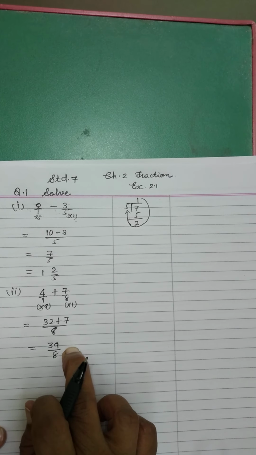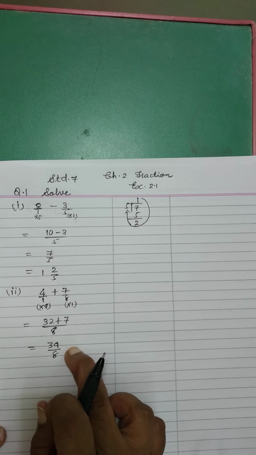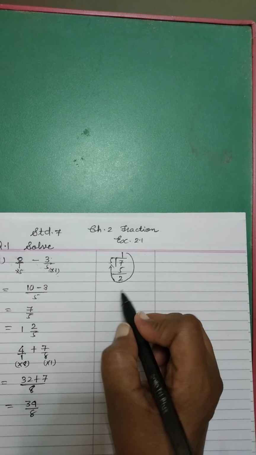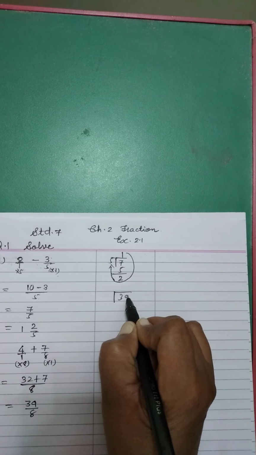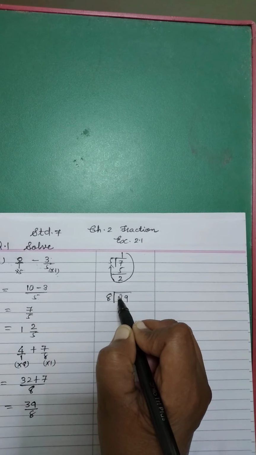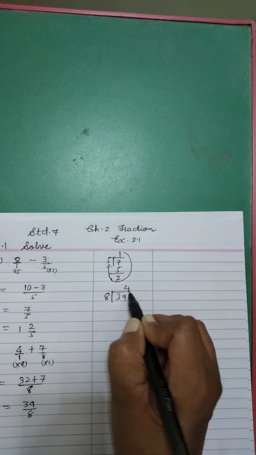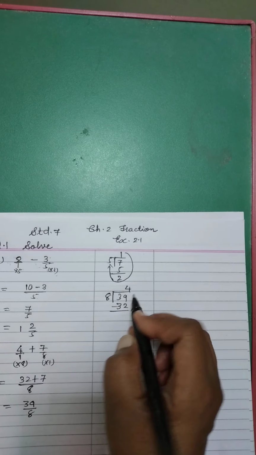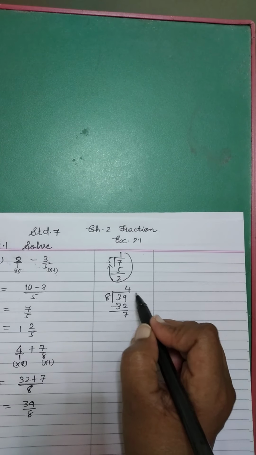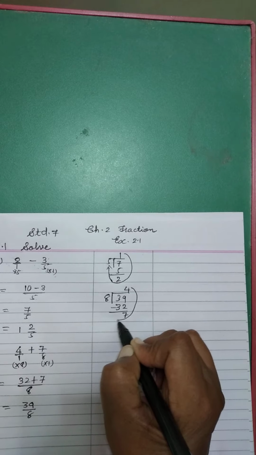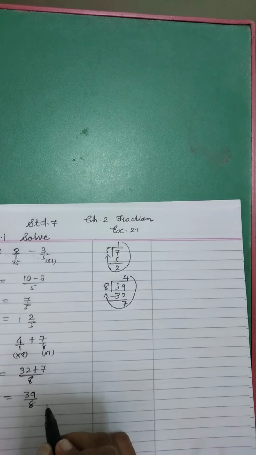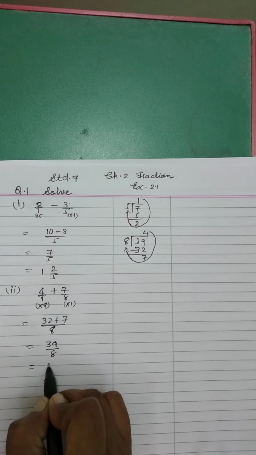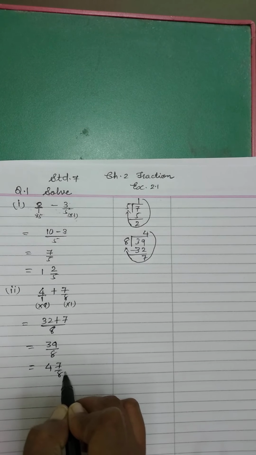Again the numerator is big, so you can divide. Now divide 39 by 8. 8 4s are 32. 9 minus 2, 7. So your answer will be 4 integer 7 upon 8. 4 integer 7 upon 8.